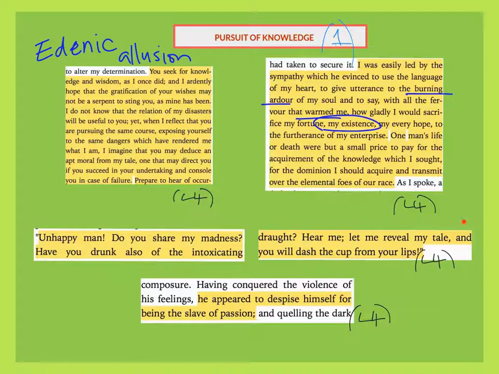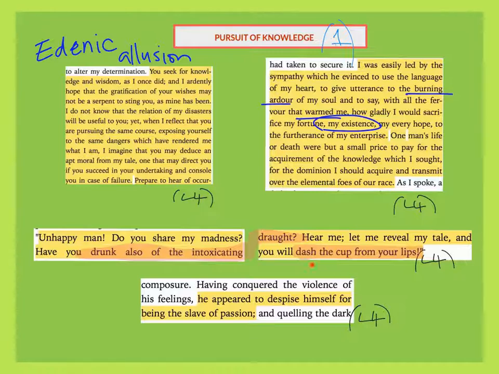These next two quotes here, Shelley is maybe hinting at a Hamlet idea in terms of a poisoned chalice. Oh, unhappy man, Victor recognising someone else burdened with the desire and the ardour to pursue and find illicit knowledge. Do you share my madness? Have you drunk also of the intoxicating draught? Hear me, reveal my tale. You will dash the cup from your lips. So there's the benefit of wisdom and bitter experience, really, trying to deter and steer Robert Walton away from this monomaniacal, egomaniacal, I think it's fair to say, pursuit of knowledge.